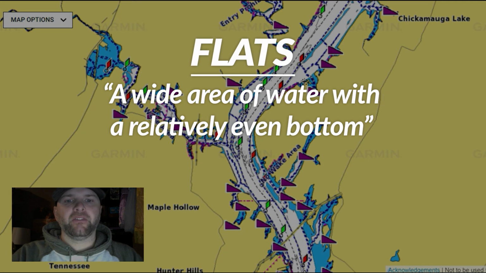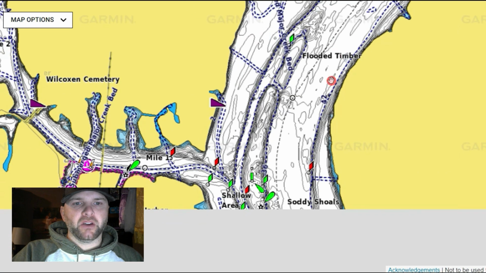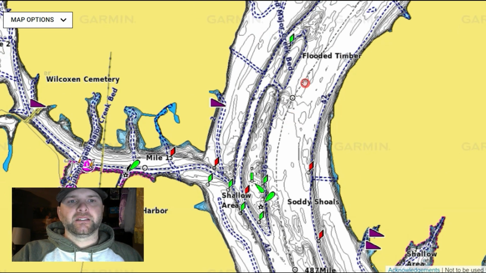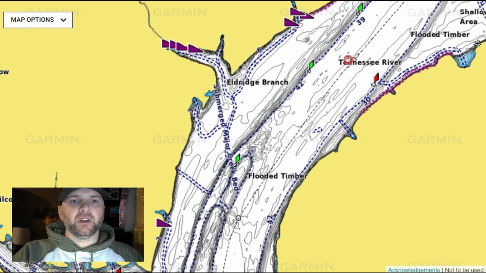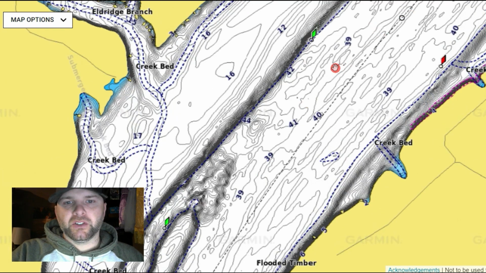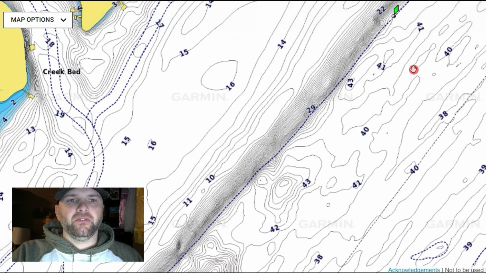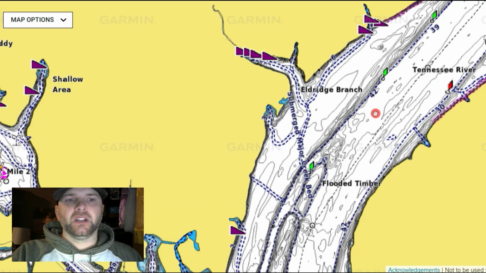And when you start to identify flats on your body of water, it's areas relatively void of contour changes. We're going to take a look at Chickamauga Lake because it's mainly a river system known for a lot of flats where fish will set up. And what a flat is essentially, an area typically referred to in shallow water or talked about with regards to shallow water flats, but it's an area void of a lot of contour changes.